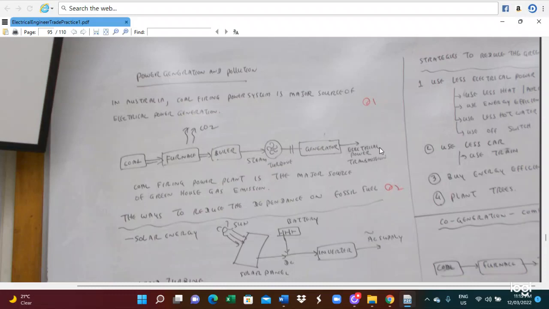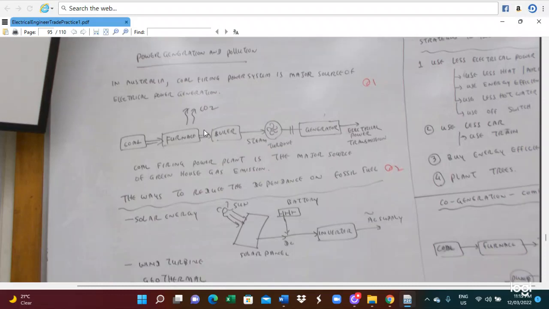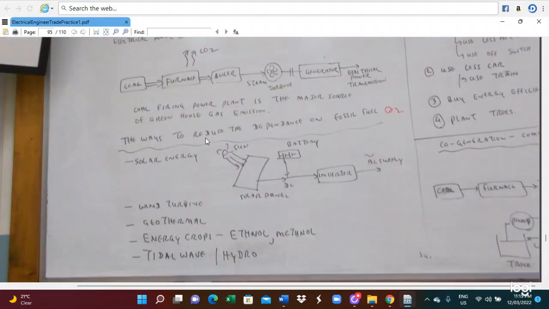So because of the co-firing power plant, carbon dioxide is being produced, and it pollutes the environment. Therefore, we have to reduce the carbon dioxide. So we are using the solar electrical system. Sun energy falls onto the solar panel, and the solar panels produce electricity.